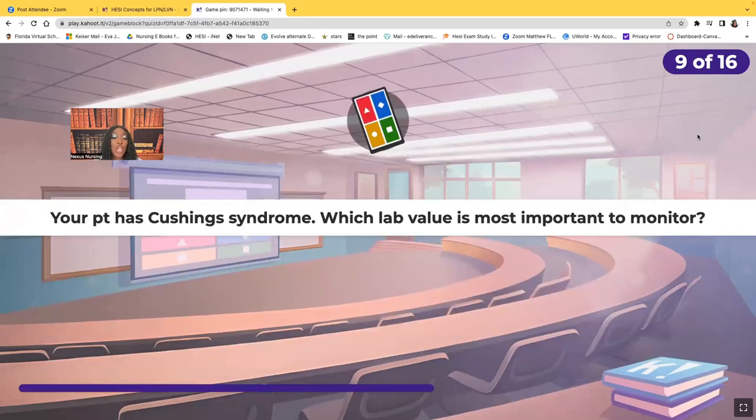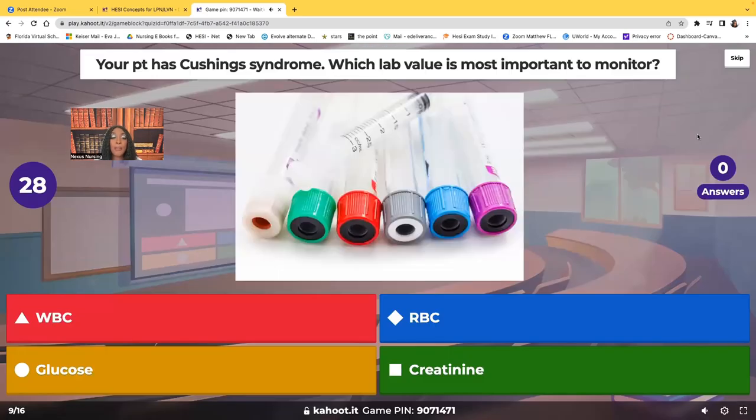Your patient has Cushing syndrome. Which lab value is going to be most important to monitor? Would it be WBCs? Would it be RBCs? Would it be glucose or creatinine? Your patient with Cushing syndrome, which lab value are you going to be concerned about the most?